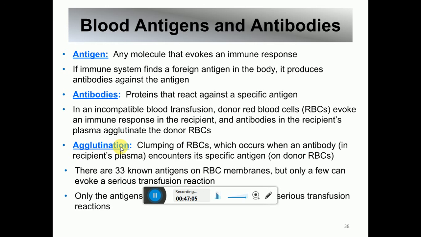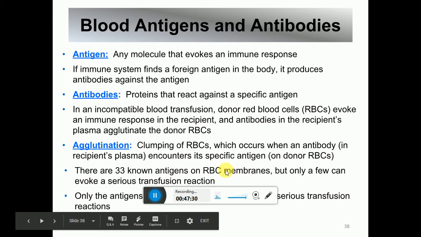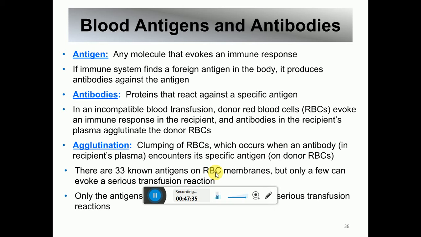Agglutination would be clumping of the red blood cells. If the antigen and antibodies are the same, so if you have an antigen A and an antibody A, that would mean this person received the wrong kind of blood transfusion. That will lead to clumping or agglutination of these RBCs. We've got about 33 different kinds of antigens on the surface of your RBCs, but only a couple of them are really important for blood transfusion, and those are antigen A, antigen B, and antigen D.